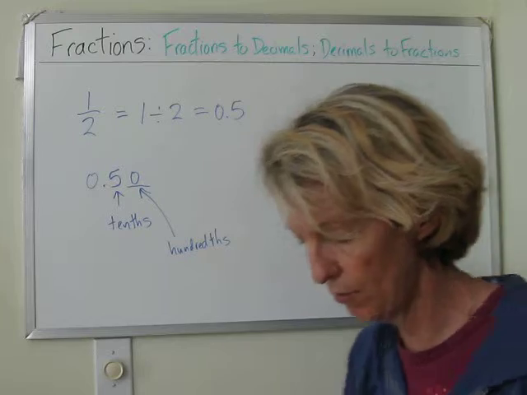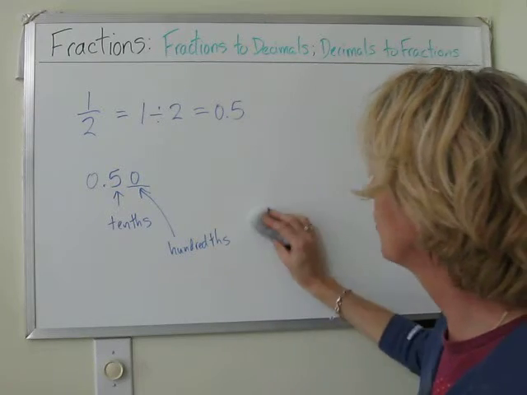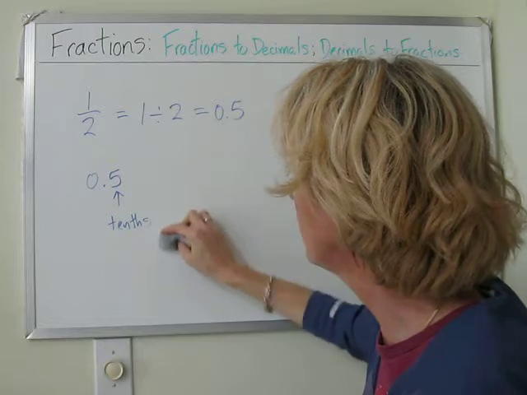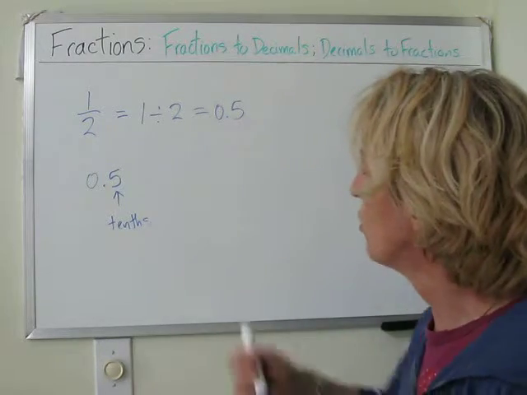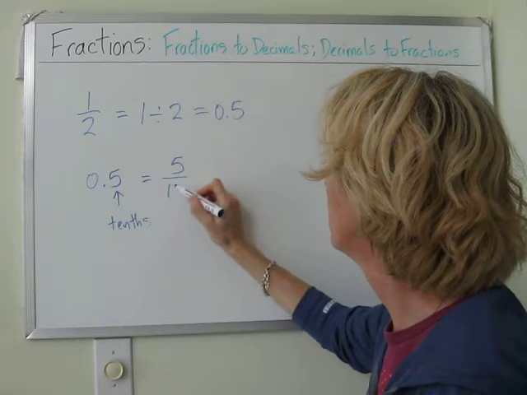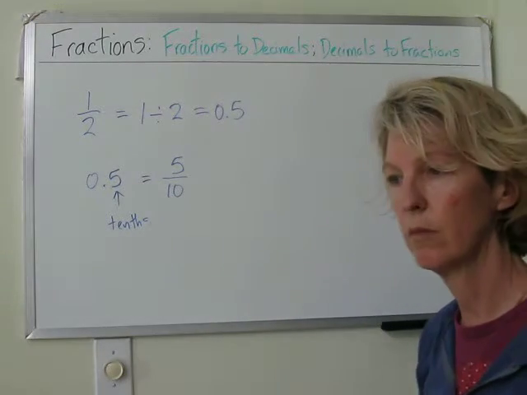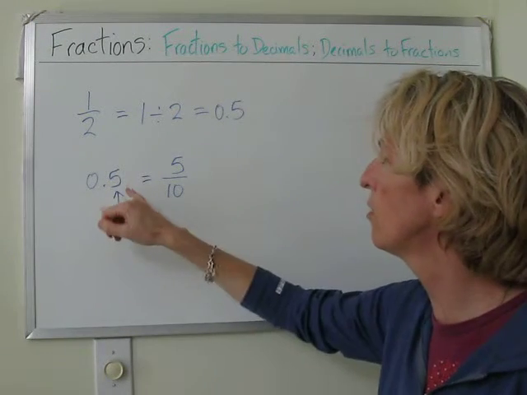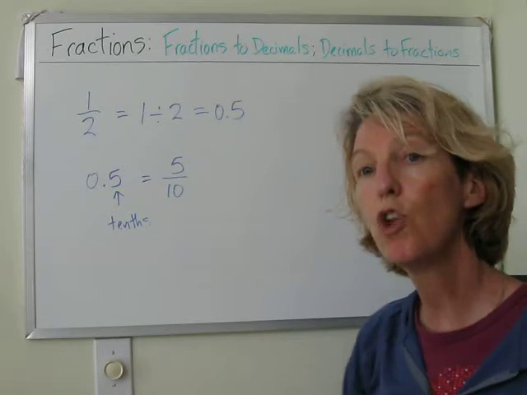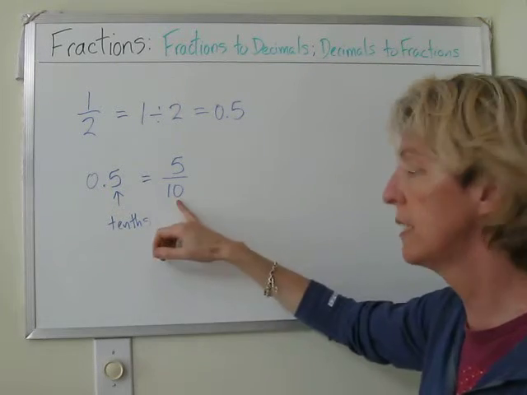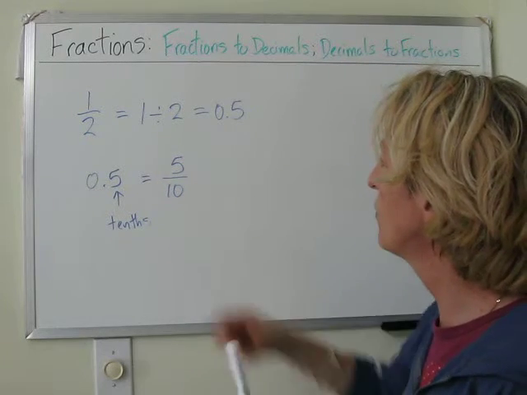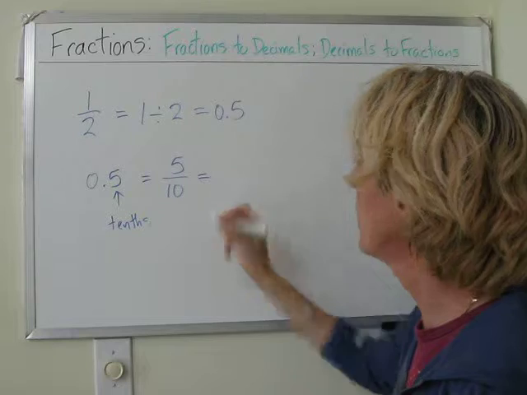So what we have for our decimal of 0.5, that's actually the same as 5/10. Because the first position after the decimal is tenths, so the denominator is 10. Now, we can write our 5/10 as an equivalent fraction.